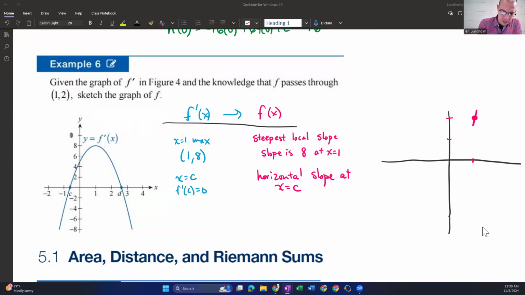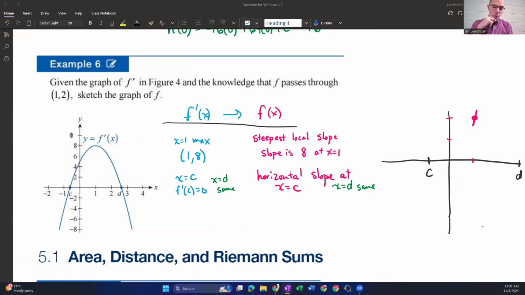So on this, we should be able to go out to C, which looks like it's over here, and then D looks like it's out here. And we'll have flat slopes at both of those spots. Maybe I don't know where to locate those exactly right now.